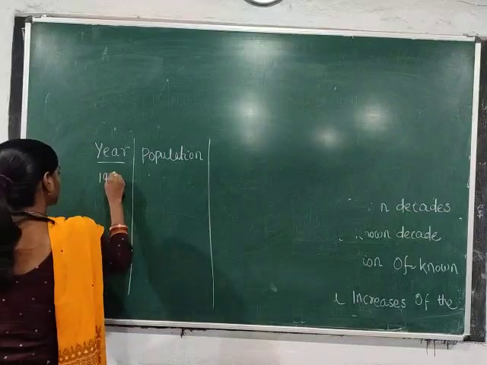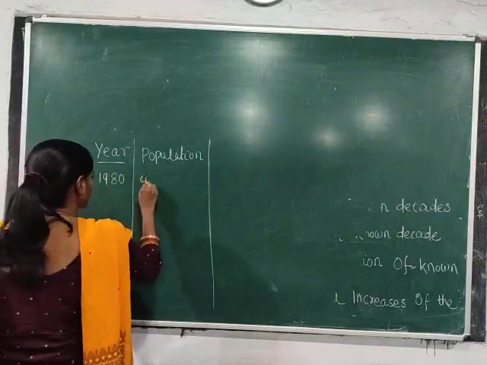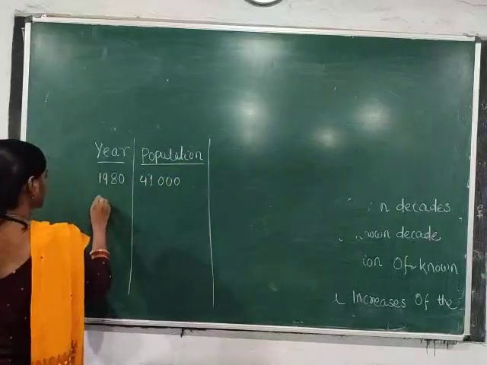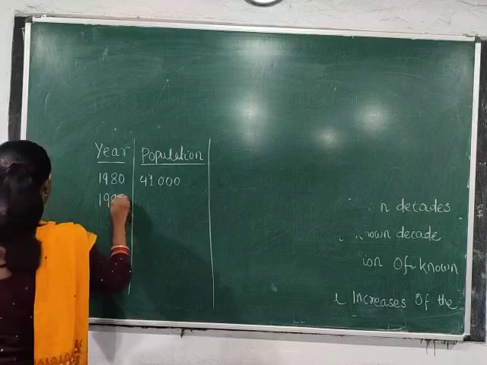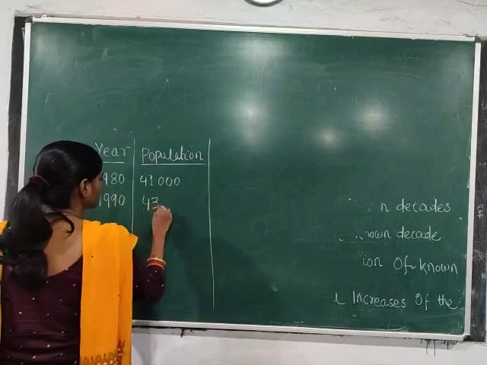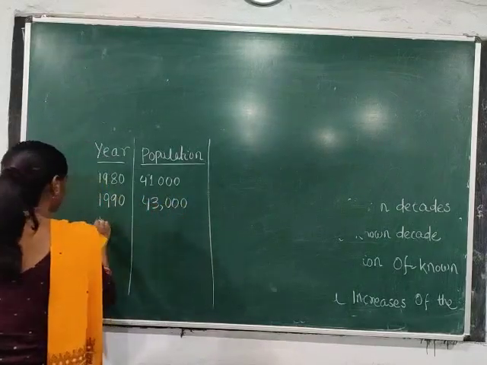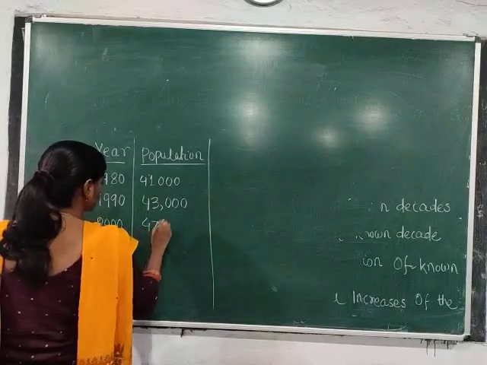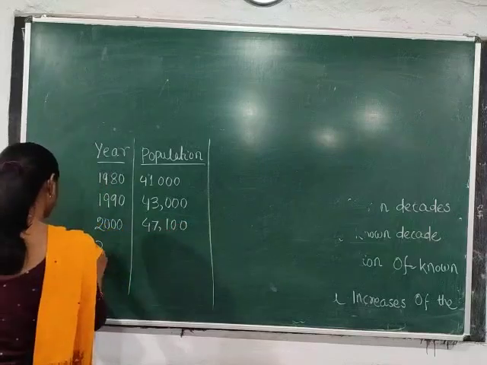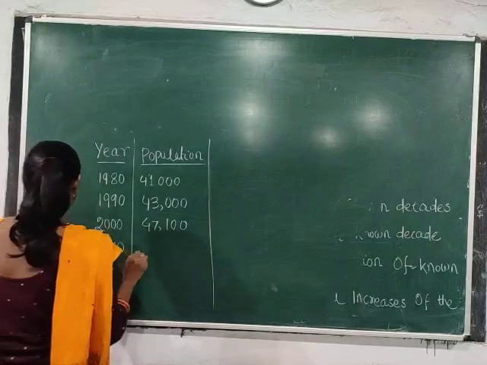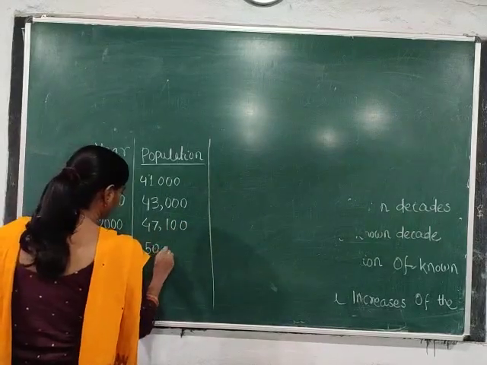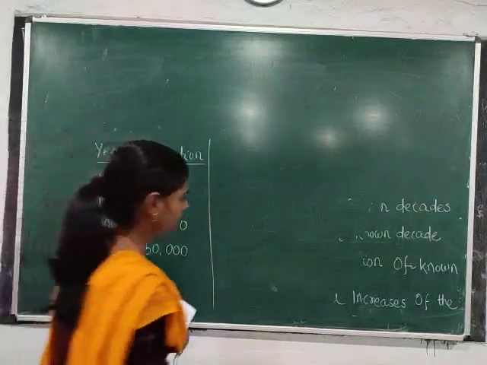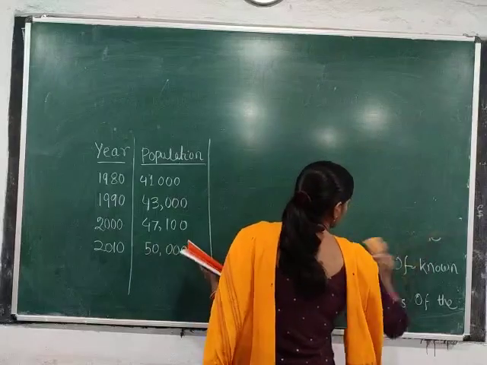So in 1980 it is 41,000, in 1990 it is 43,000, in 2000 it is 47,100, and in 2010 it is 50,000.